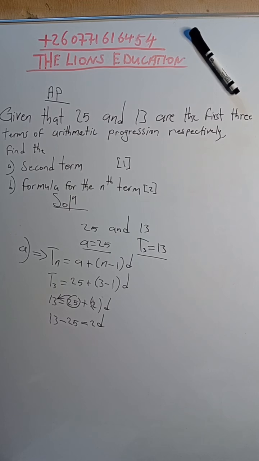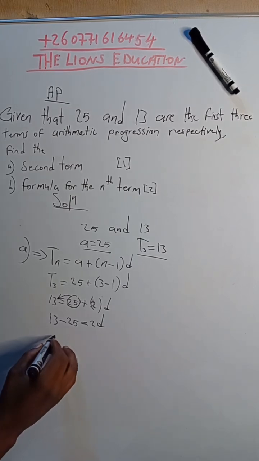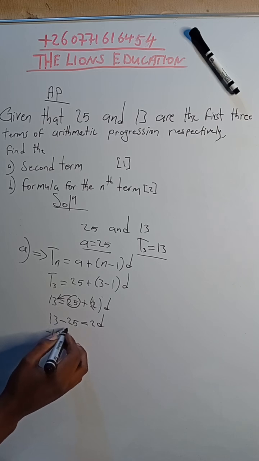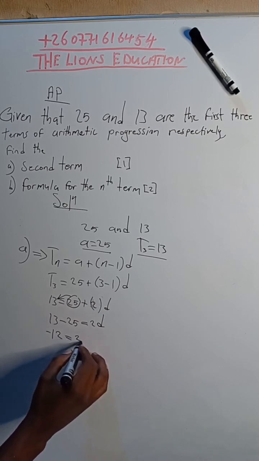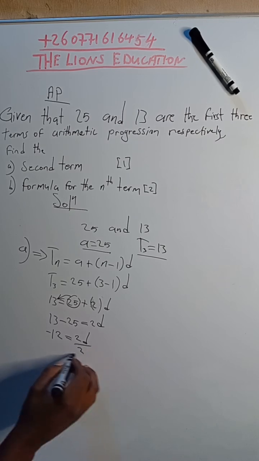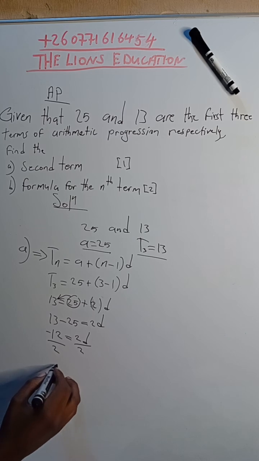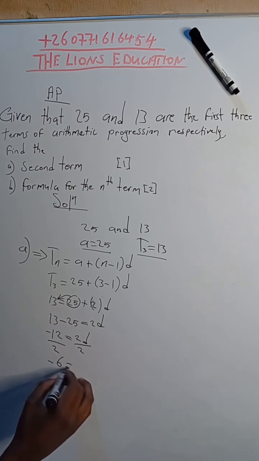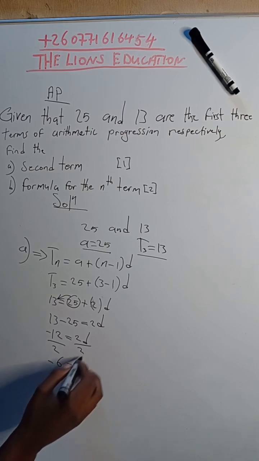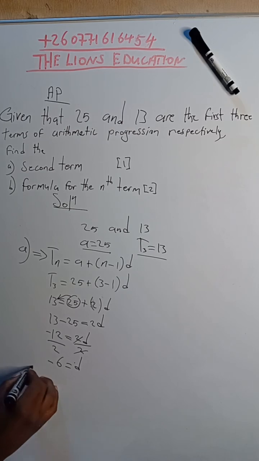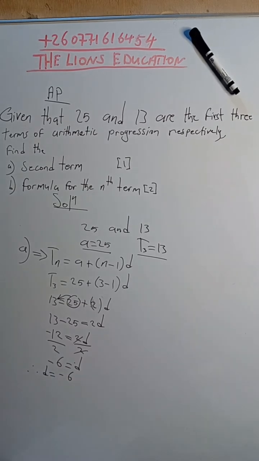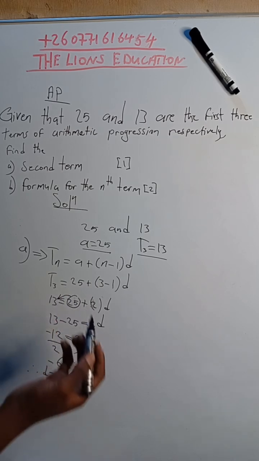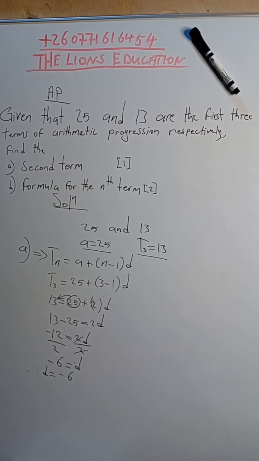Okay? Now, when we subtract here, what are we getting? Here you get negative 12, because the bigger number has the sign negative. So we're going to say negative 12 is equal to 2d. Divide both sides by 2. This is negative 6 is equal to d, okay? Because this one and this one will cancel. So this can be written as, therefore, the common difference is equal to negative 6. But this is not what we are looking for. So now we're going to say, let us find the second term.